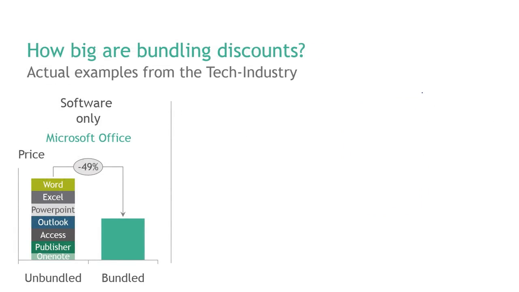So how big are bundles usually? A few examples from the tech industry. Microsoft did a smart move many years ago when they took all their separate software products and created them all in one bundle, and also integrated them so that you could start exchanging data between Word, PowerPoint and Excel and so on. If you take the price of all of the different elements of the Office suite and you bundle it, the discount given here is usually 50%.